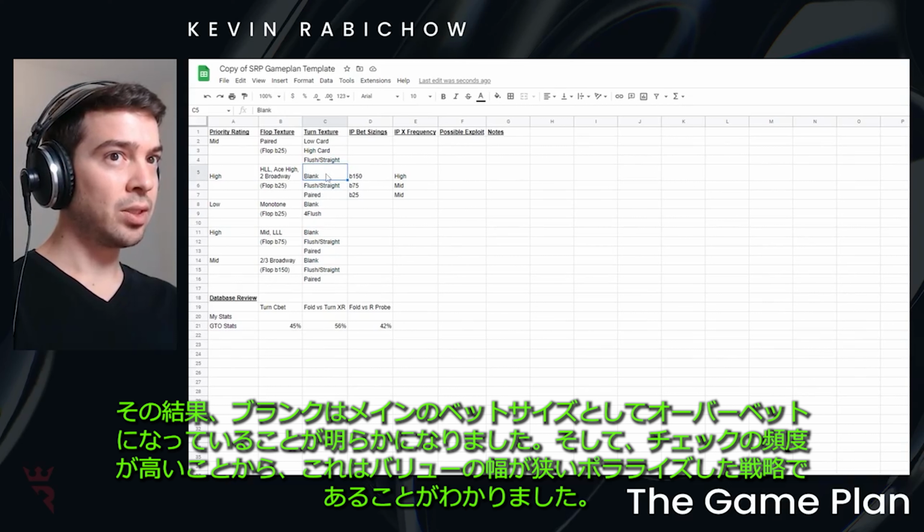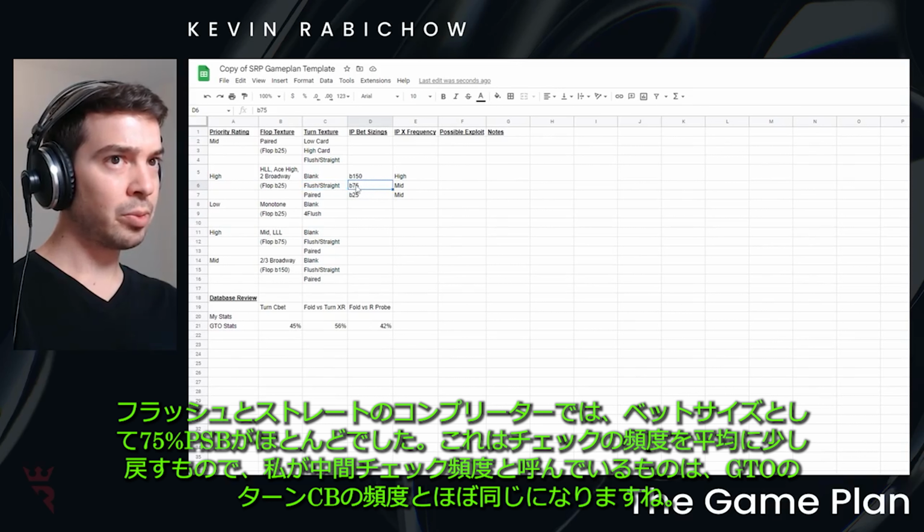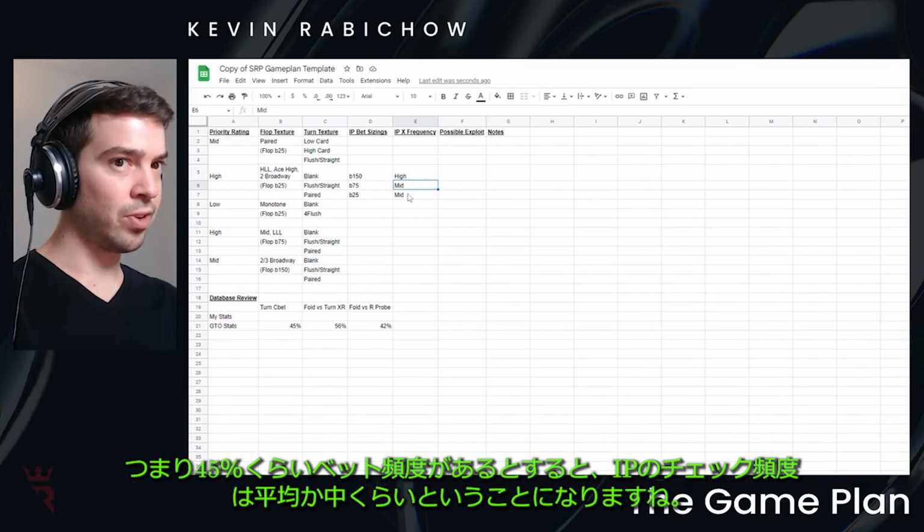So it became clear to me that blanks are getting overbet as their main bet size. And I noted high checking frequency, which tells me this is a polarized strategy with a tight value range. On flush and straight completers, we were seeing mostly 75% pot as the bet size. And this brings the checking frequency back in line a little bit with the average. What I'm calling mid checking frequency is just roughly the GTO turn c-bet frequency, right? So if we're betting about 45% of the time, then the in-position check frequency is average, or mid.